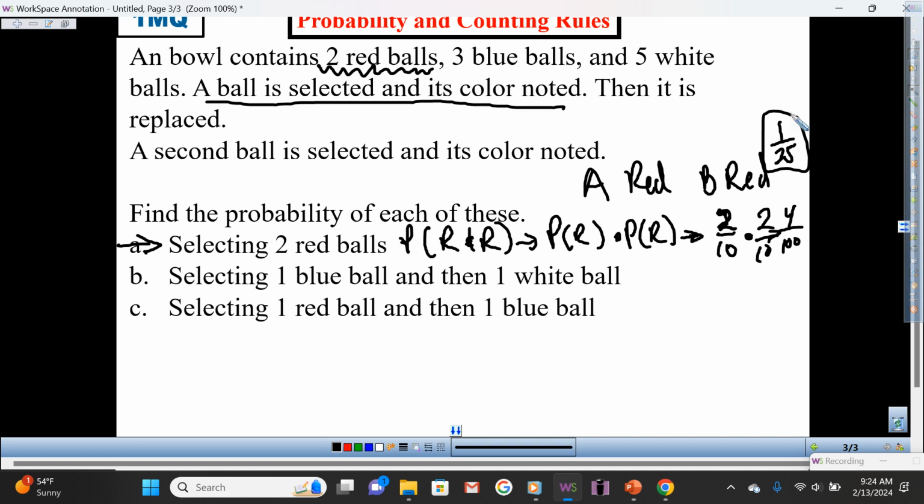All right, good. So work on these next, and I'm going to send you this. You already have the screen in front of you, so you can send me your work as soon as you're done. 30 seconds. Go. All right, for the sake of time, B should be P of B for blue times P of W. Is that correct?